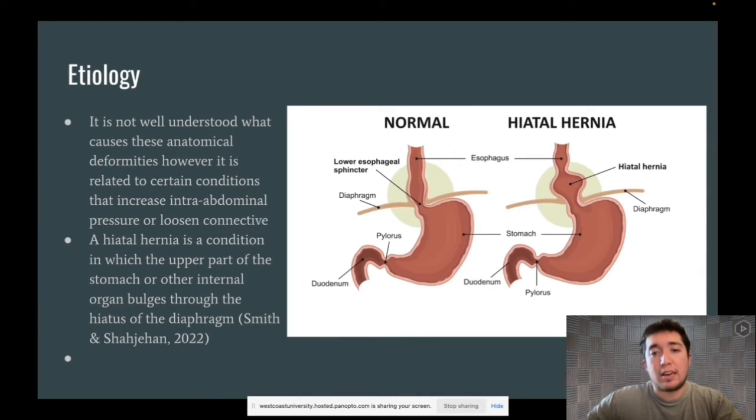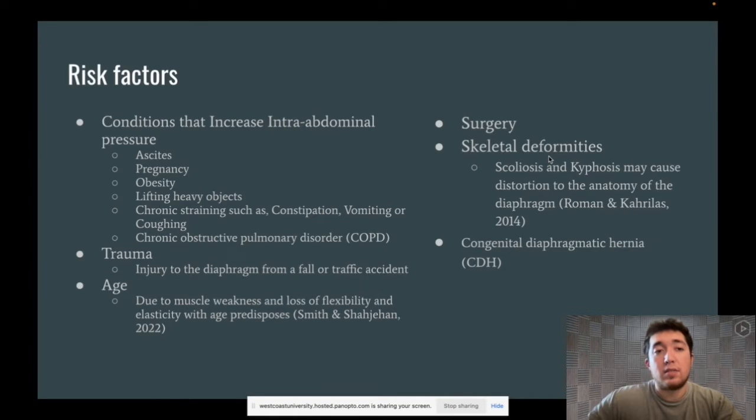As you can see in the picture, we have a normal upper digestive tract next to a hiatal hernia. The lower esophagus is bulging past the diaphragm, causing the hiatal hernia. For risk factors, we have conditions that increase intra-abdominal pressure. This would be ascites, pregnancy, obesity, conditions that cause chronic straining, such as lifting heavy objects, constipation, vomiting, coughing, chronic obstructive pulmonary disorder. Other risk factors include trauma, so injury to the diaphragm from a fall or traffic accident.